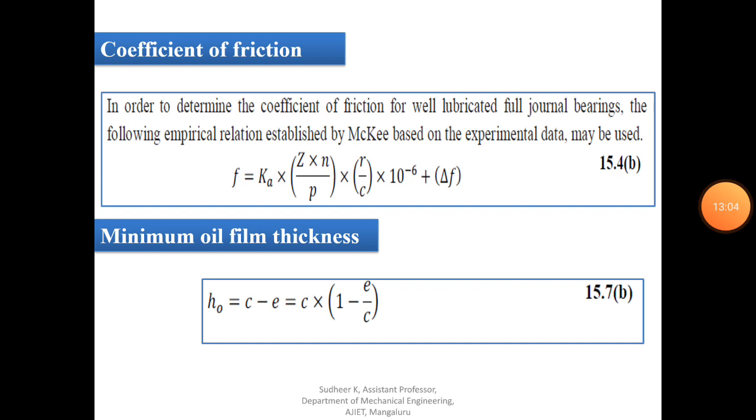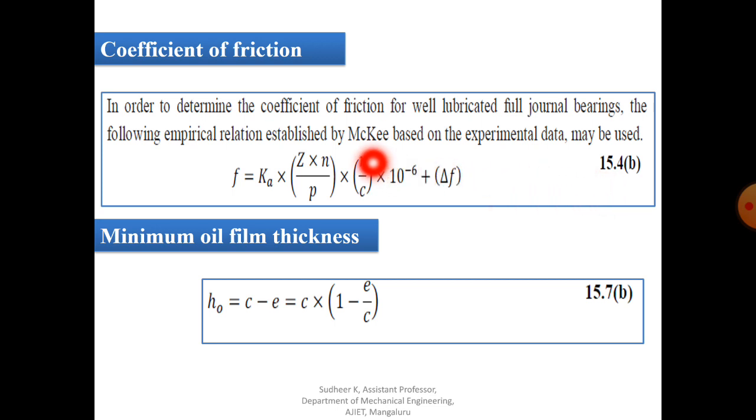Now coming to the next topic, that is coefficient of friction. In order to determine the coefficient of friction for a well lubricated full journal bearing, the following empirical relation was established by McKee based on experimental data. So this is one more equation for coefficient of friction. That equation is called the McKee equation.